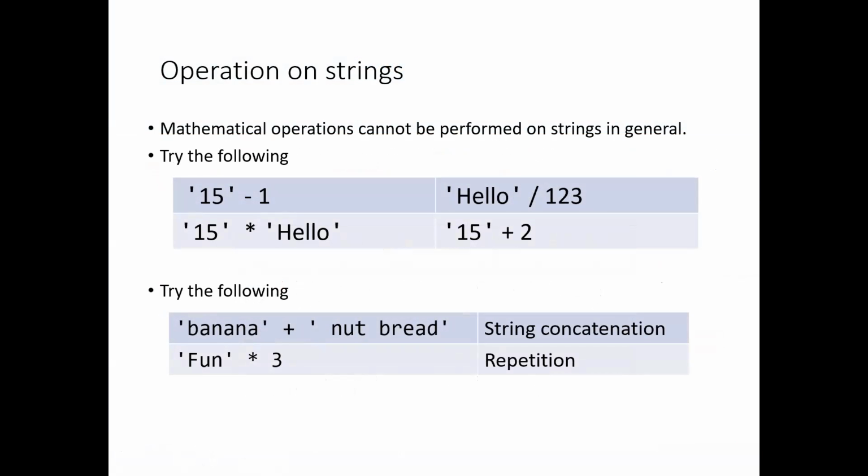Finally, we were looking at operations on strings. Usually arithmetic operations will not work with string values, except for two operators. Addition of two strings will glue the two strings together, which we call string concatenation. And multiplication, that is, a string multiplied by an integer value, will repeat that string. So 'fun' times 3, you will get 'funfunfun'. This is where we stopped last time.